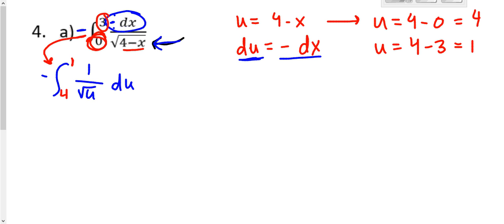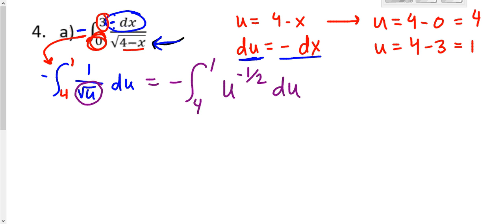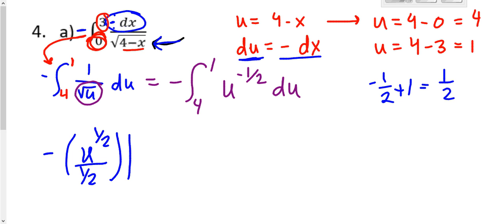So the next thing to do is to rewrite this because we have a radical and it's also in the bottom. So let's leave that negative out front. We'll leave 4 to 1, and that square root will be u to the negative 1/2 du. Okay, from there we integrate, so we leave the negative out front. The negative 1/2 plus 1 is going to be a positive 1/2. So this will be u to the 1/2 divided by 1/2 from 4 to 1. We can simplify that. This 1/2 will flip and we'll have a negative. It'll become a 2 in front, square root of u from 4 to 1.